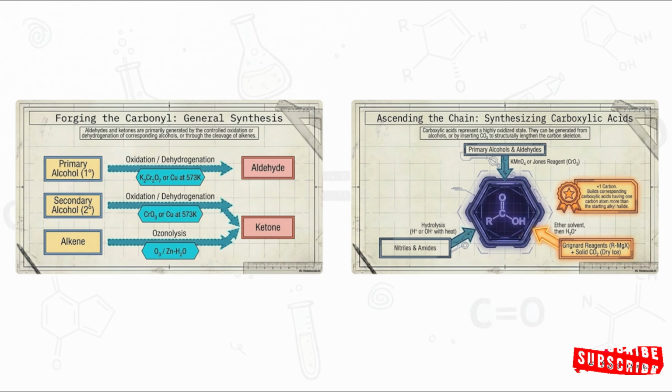But what if you want to structurally lengthen the skeleton and build a carboxylic acid? Well, you can't just oxidize, you need to actually build. To do this, you deploy Grignard reagents alongside solid dry ice, which is just carbon dioxide, to elegantly insert a brand new carbon atom into the chain. Ascending the chain by 1 carbon is an absolutely critical maneuver to memorize for any advanced synthesis problem you're going to face.